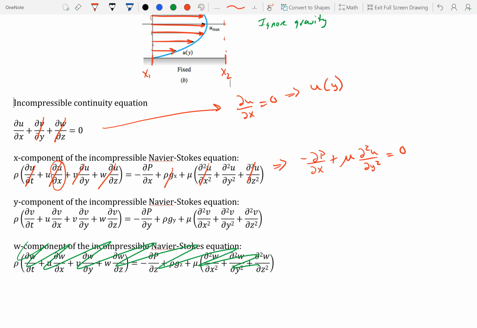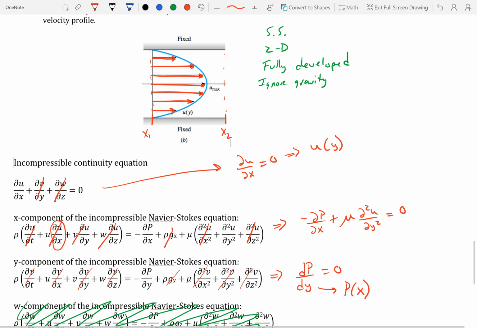Okay, and because there's no velocity in the v, all these terms go away. Because there is a pressure gradient, so we end up getting dp dy equals 0. So based on this, what does that mean? That p is a function of x. So the pressure does not vary along the y direction, only the x direction.